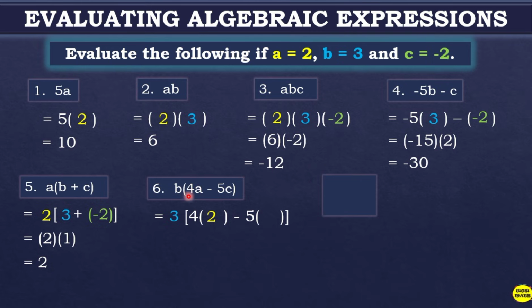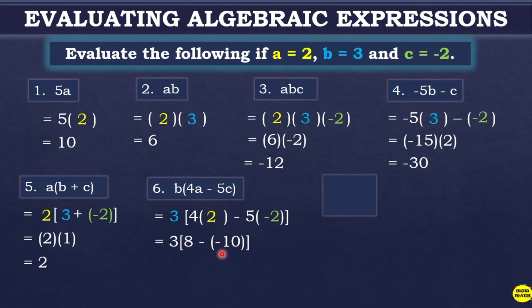Okay, so since naka-parenthesis ito, ibig sabihin naka-group, magkasama sila. So, as you can see, I also use brackets here kasi meron na tayong parenthesis. Okay? And then, minus 5 times C, what is your C? That is negative 2. Okay, so unahin natin nasa loob. So, bring down natin si 3. And then, 4 times 2, that is 8. Minus negative 10. So, minus and then 5 times negative 2, negative 10.